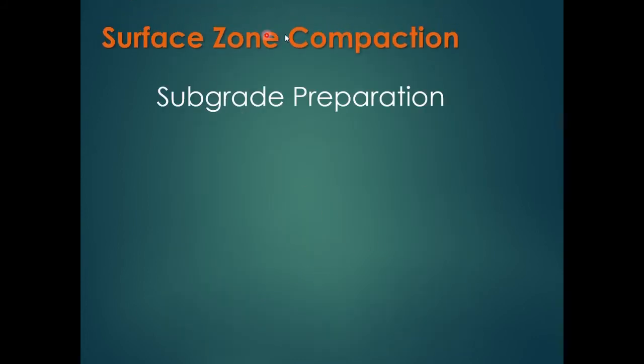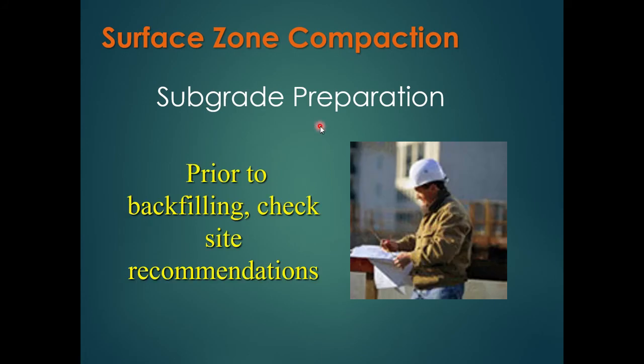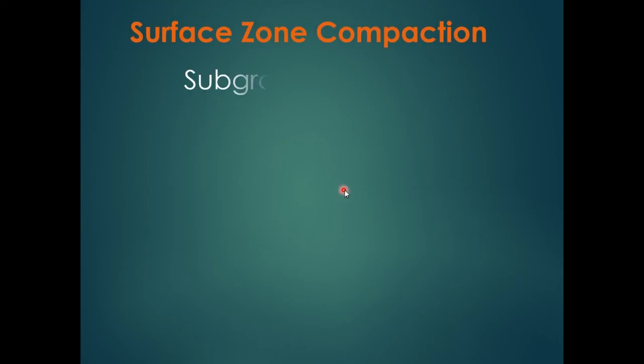All right, surface zone compaction, subgrade preparation. Prior to backfilling, check site recommendations. Make sure at the right elevation. You surveyed. They stripped the topsoil. We make sure we're in the right location. Okay. Geotech report. We can find this all in the Geotech report.